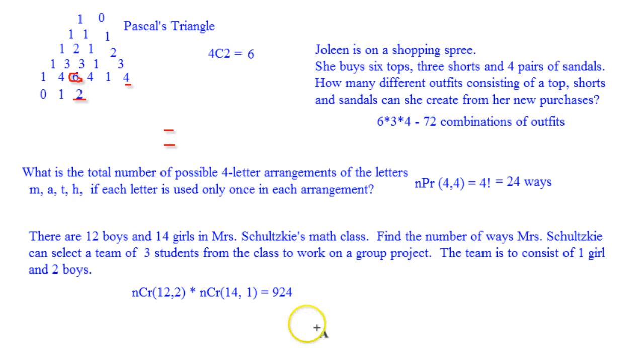Okay, that's it for permutations and combinations. Just remember, when you're choosing a team of 1 girl and 2 boys, or some team member like that, you're going to multiply your combinations.